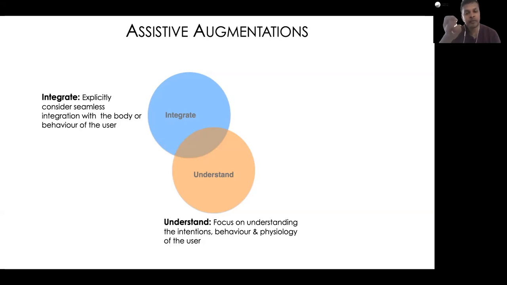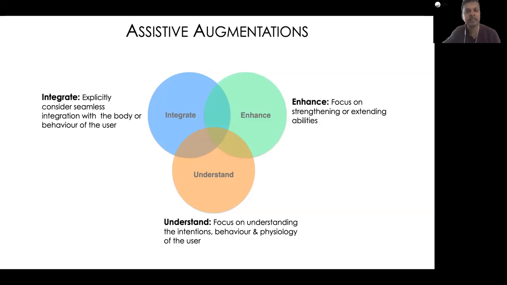The main goal there is to still maintain the agency, still make the user feel that the user is in control and the user is doing what he or she is supposed to do, and technology interfering at the right time with the right level of distraction. That's the understanding aspect. The third aspect is the translational aspect. So it is always either focusing on strengthening, that's more towards the assistive side, or extending abilities. An ideal assistive augmentation is sort of an intersection of these three key considerations.